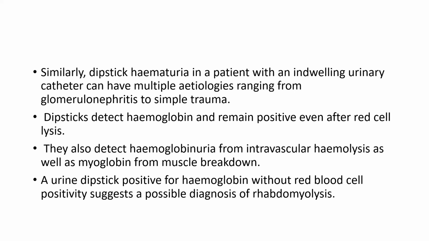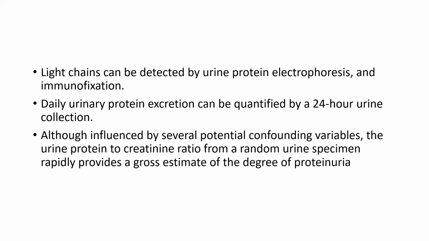Similarly, dipstick hematuria in patients with an indwelling urinary catheter can have multiple etiologies ranging from glomerulonephritis to simple trauma. A dipstick detects hemoglobin and remains positive even after red cell lysis. They also detect hemoglobinuria from intravascular hemolysis as well as myoglobin from muscle breakdown. A urine dipstick positive for hemoglobin without red cell positivity suggests a possible diagnosis of rhabdomyolysis.